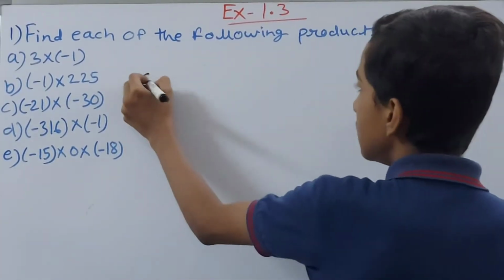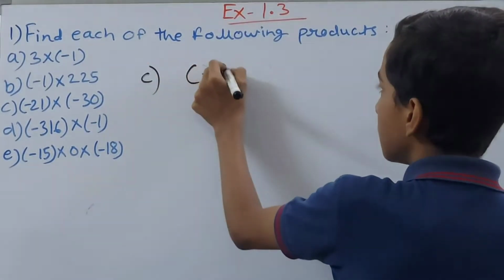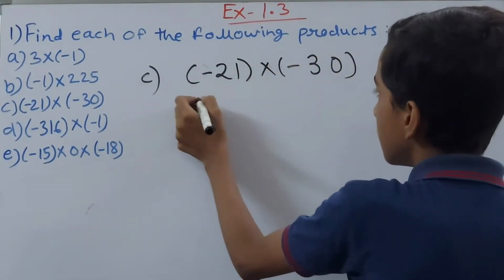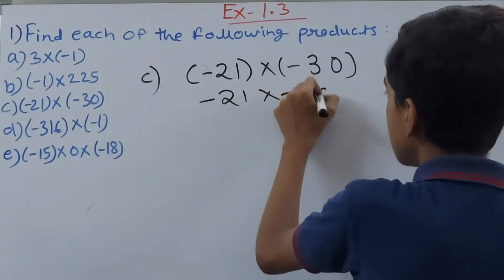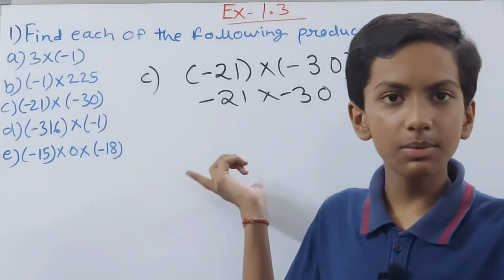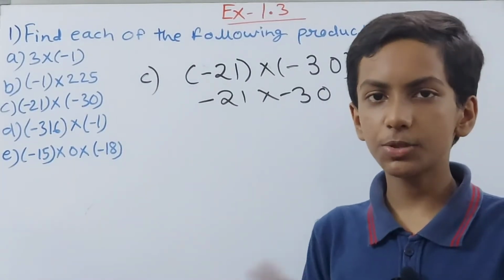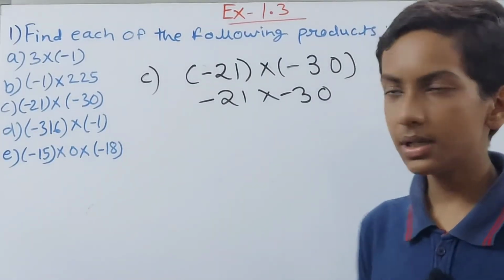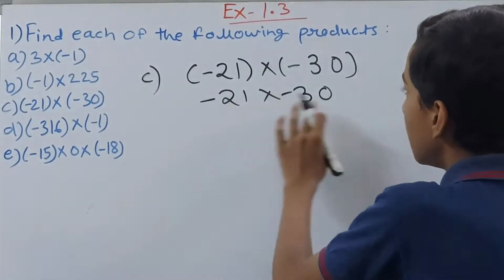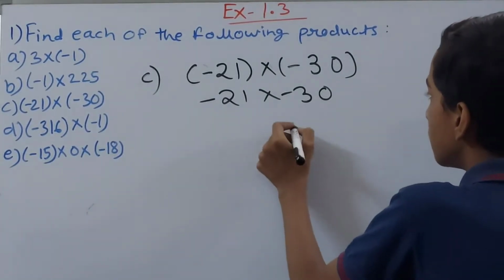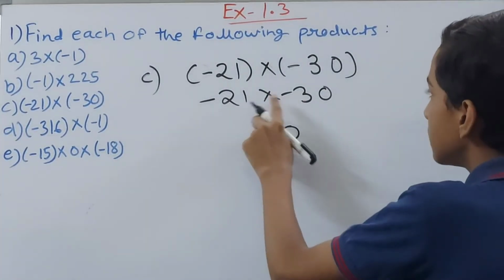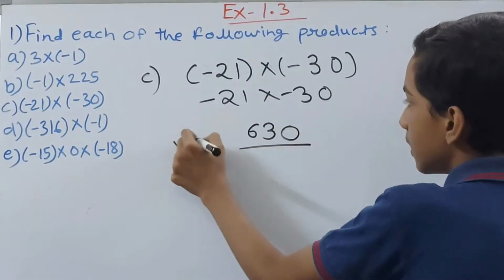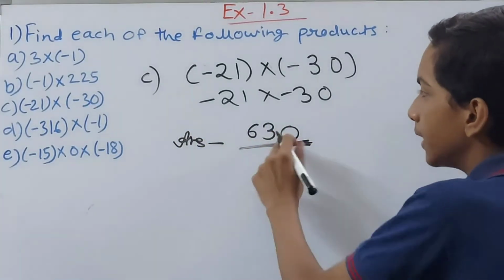Now on to the C part, and this is minus 21 into minus 30. We open these brackets, so minus 21 into minus 30, and again both of them have minus signs, which are the same signs. Same signs means we put a plus sign, or you can simply write it without it, it is considered plus only. Now 21 into 30: 21 into 0 will be 0, and 21 into 3 is 63. So this becomes our answer, 63, the answer of the C part.